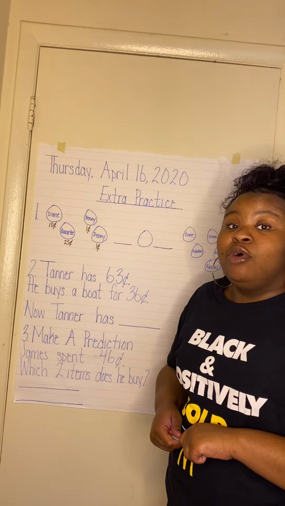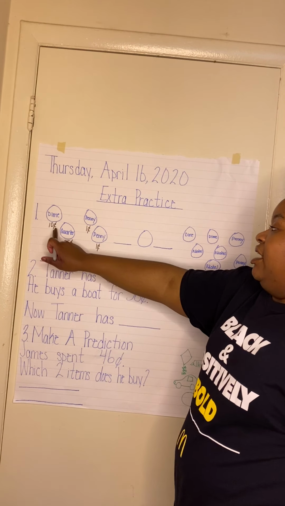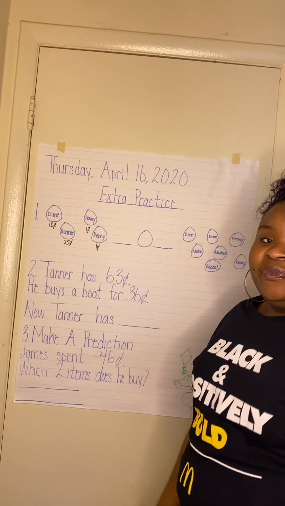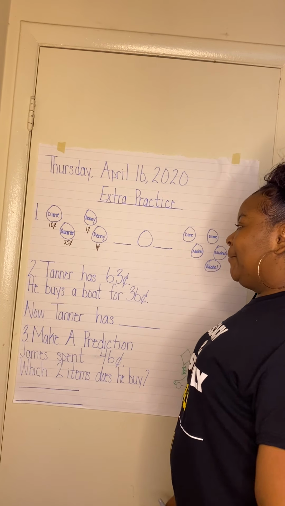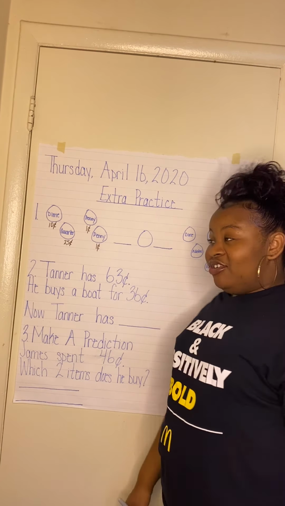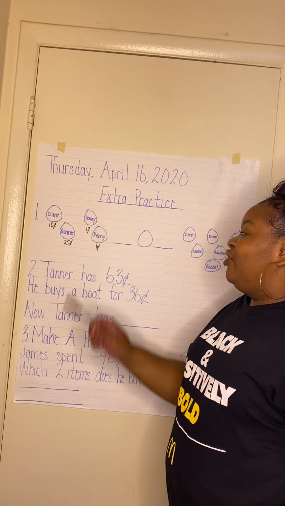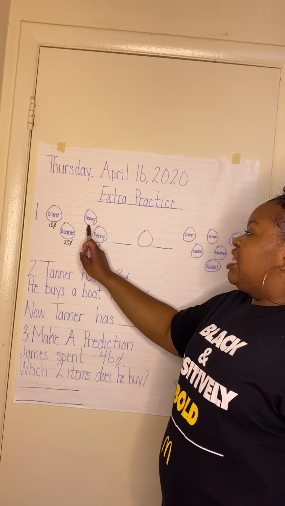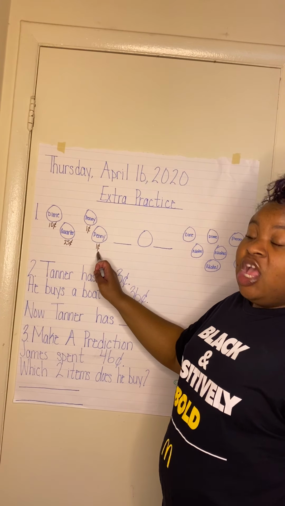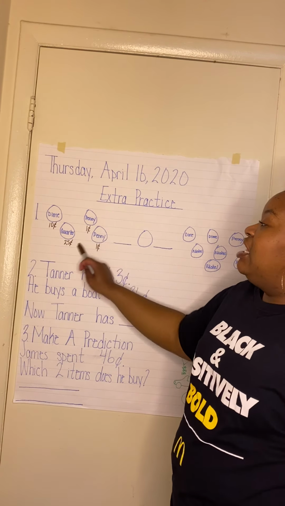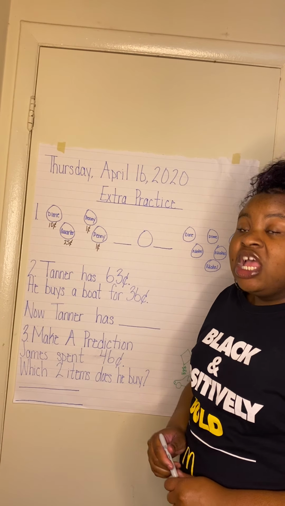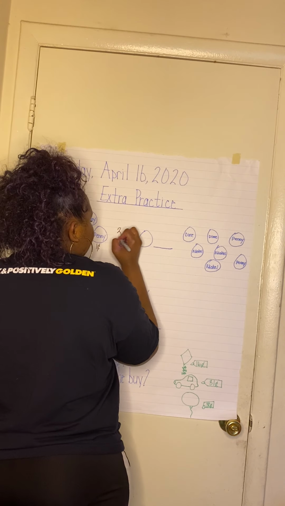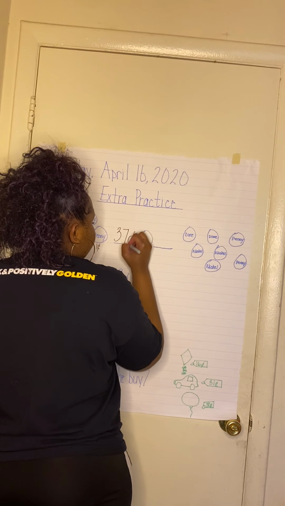Now it's time to add them all up. So first let's add the dime and the quarter. So what is 10 plus 25? Your answer should be 35. Okay, so now 35 plus 1 equals 36. And then 36 plus 1 gives me 37. So the value of these coins here is 37 cents. So on this line right here, I'm going to write 37 cents.